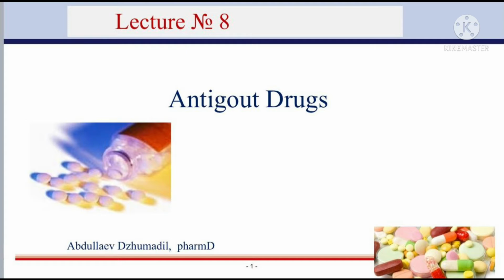Gout is a rheumatic disease that results from an excess body burden of uric acid, or hyperuricemia, which commonly manifests as recurrent episodes of acute joint pain and inflammation secondary to the deposition of monosodium urate crystals in the synovial fluid or lining. Hyperuricemia is caused by increased production or decreased excretion of uric acid or both.